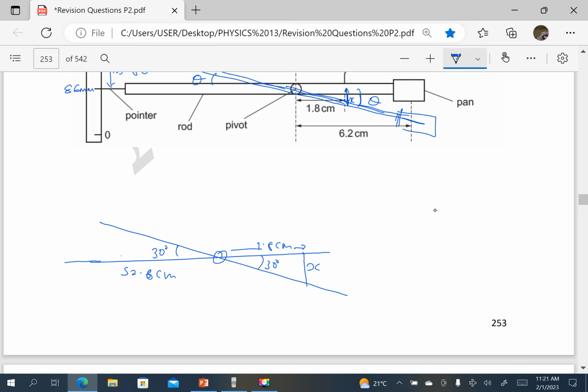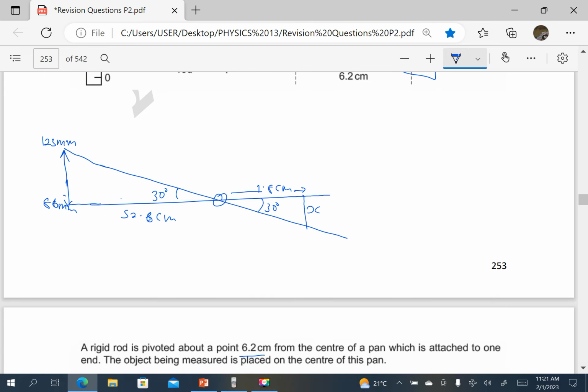We have been given a distance this side between the initial position and the first position. This was 123 millimeters, and this was 86 millimeters. So as a mathematician, we cannot fail to do this. We can even use similarity, or we can use trigonometry. If I use trigonometry, this angle is theta. This distance is 123 minus 86, opposite over adjacent, that is tan.